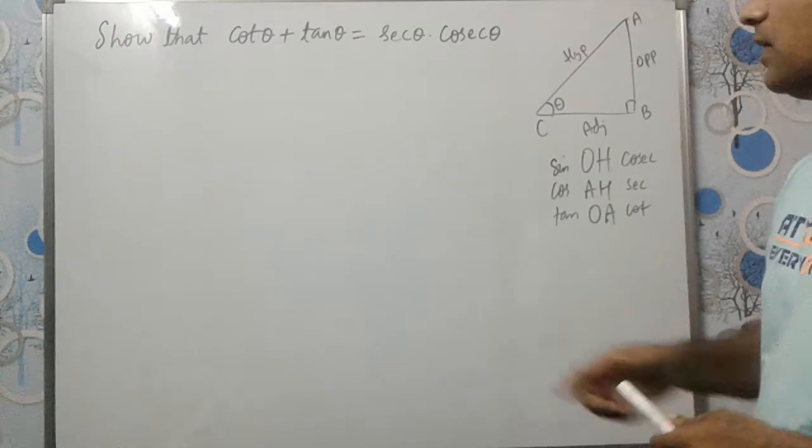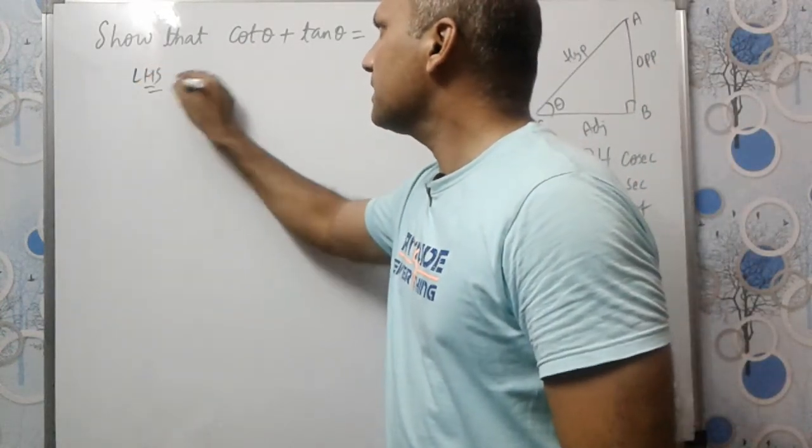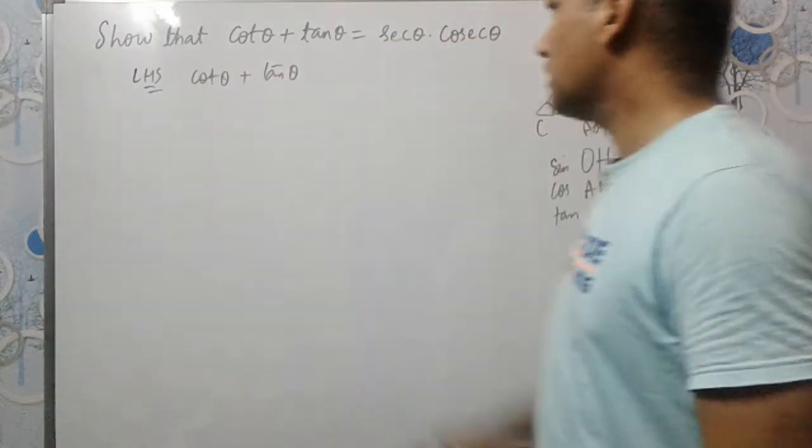All right. Now, what is cot? See, let us take LHS. LHS is cot theta plus tan theta. What is cot?